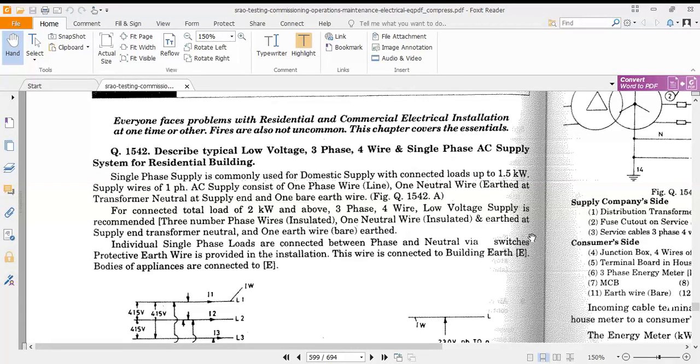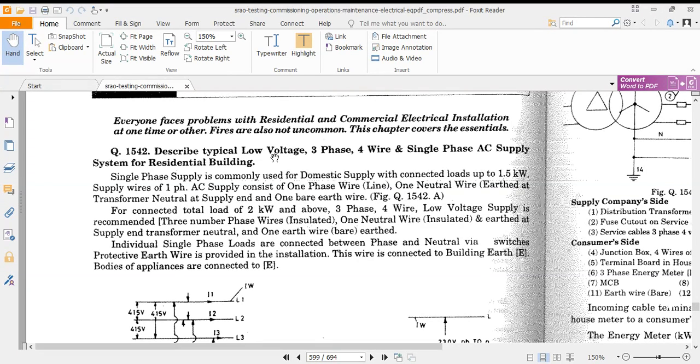So maybe we are trying to look at a typical low voltage 3-phase 4-wire, single phase AC supply for a residential building. Look at the words. Now we are discussing residential and commercial electrical installations around us. Commercial means commercial complexes. Residential means house connections, home connections, electricity. So wherein we require, we will be dealing with low voltage.